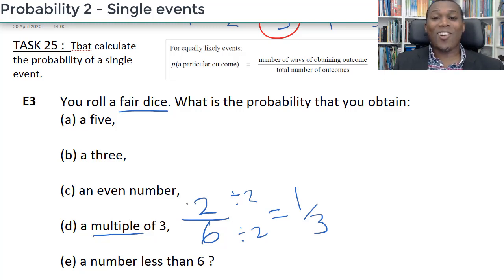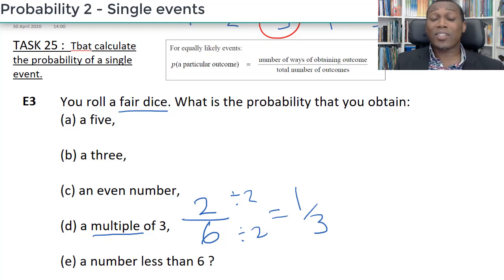Yes, it means that all the outcomes are equally likely. It's 1/3. And finally, a number less than 6. Now, how many numbers are less than 6 on a dice? 1, 2, 3, 4, 5.